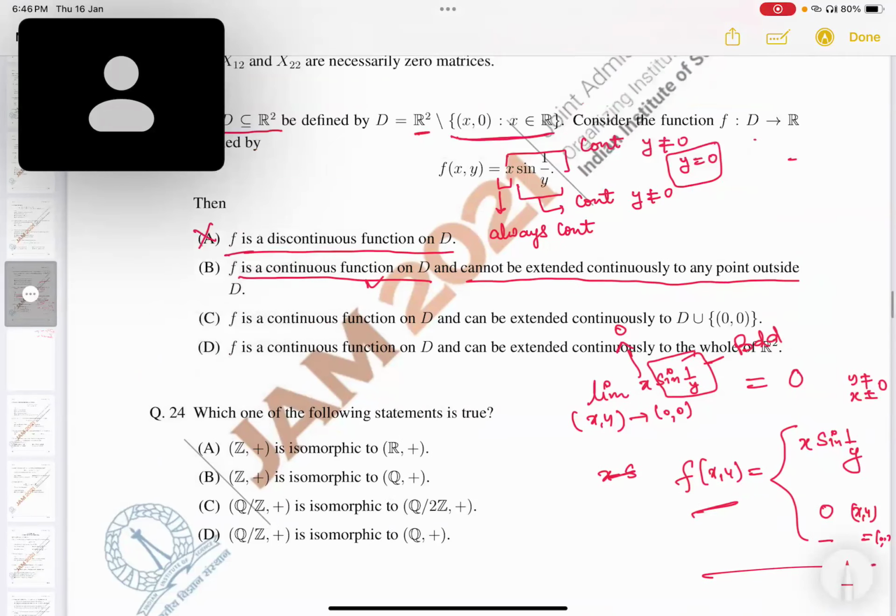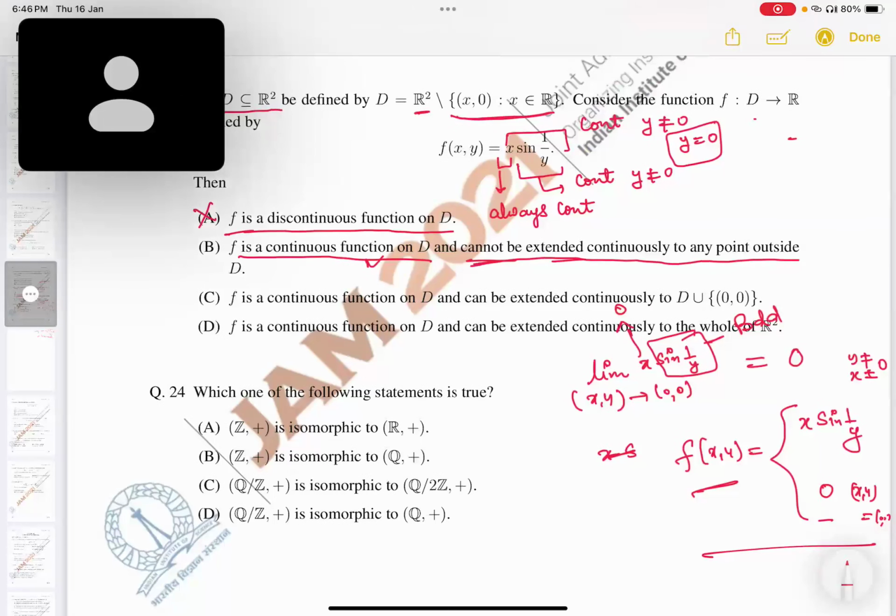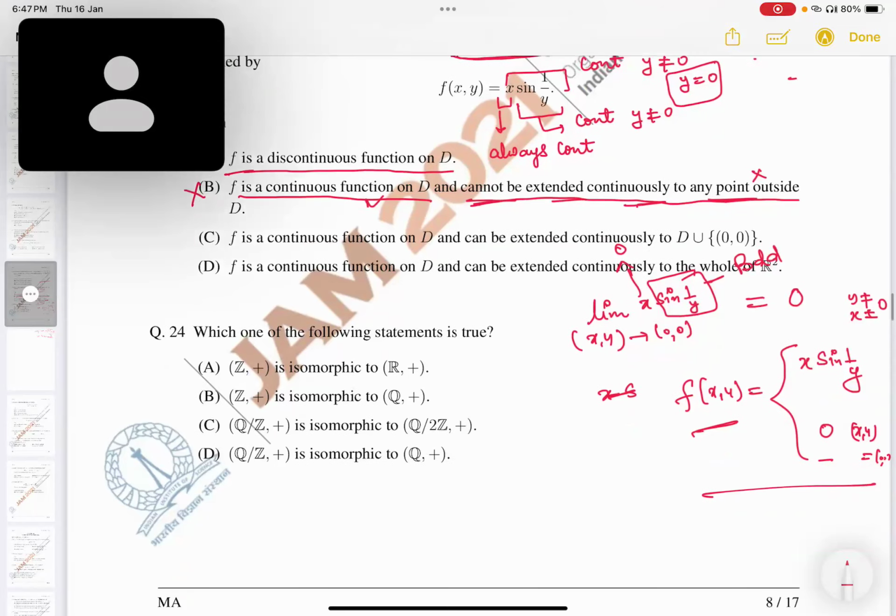But the second part is saying it cannot be extended continuously to any point. But I can extend this function continuously at (0, 0). So this part is not true. So this option is also not true, right? Now we have just proved that f is continuous. This is true. Now, it can be extended continuously to D union (0, 0). On D it is continuous. Already we have proved. And on (0, 0) we can extend this function as a continuous function. This is also true. So this option is true.